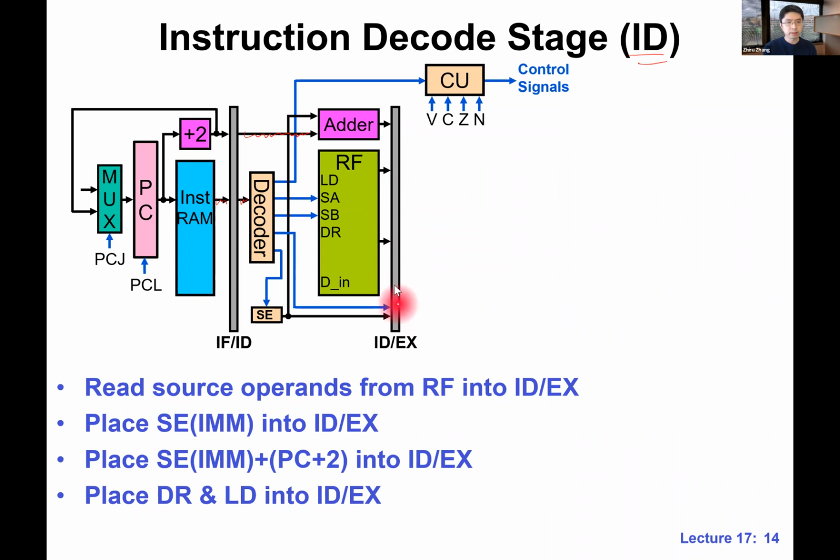We pass it to the next stage, ID/EX. We put it in this register. We also push in this one. Any guess what this one is? What is this expression doing? IMM plus PC plus 2. Why do we save it here? Hopefully this also explains why we push PC to this stage. Because we want to compute this one. We are using this adder to do sign-extended IMM plus PC plus 2. PC plus 2 is from the previous stage.